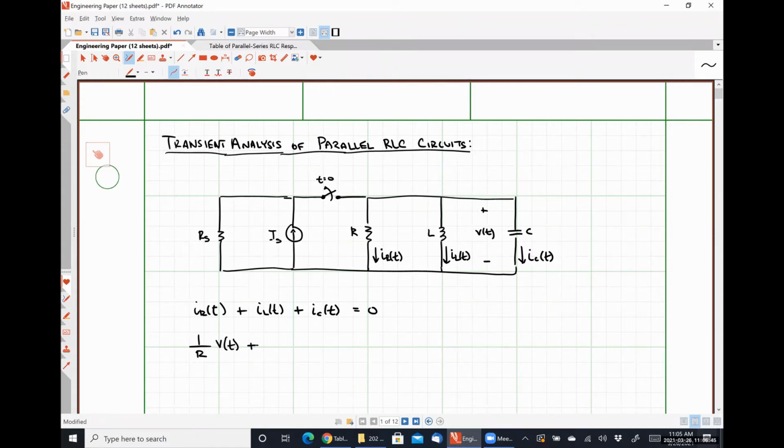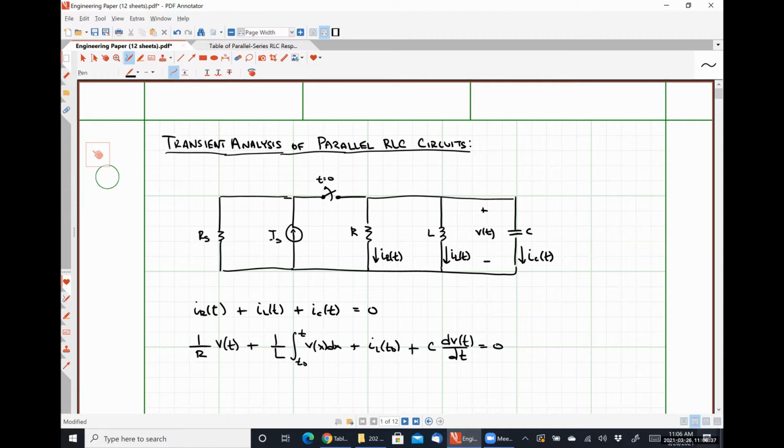For our inductor, we're going to have 1 over L times the integral from t naught to t of V of x dx, where x is just a dummy variable for time, plus some initial condition on our current. Capacitor current is going to look like C dV by dt, and this is all equal to 0.